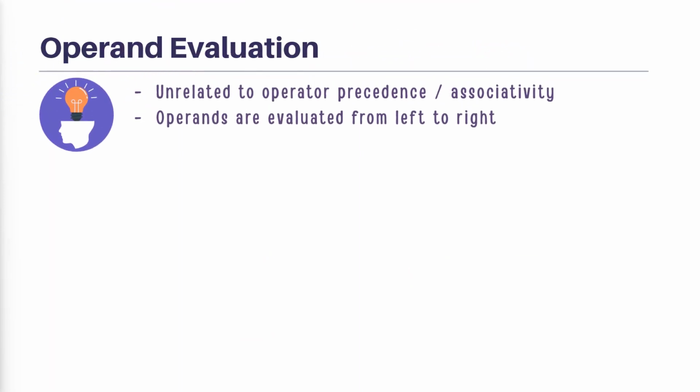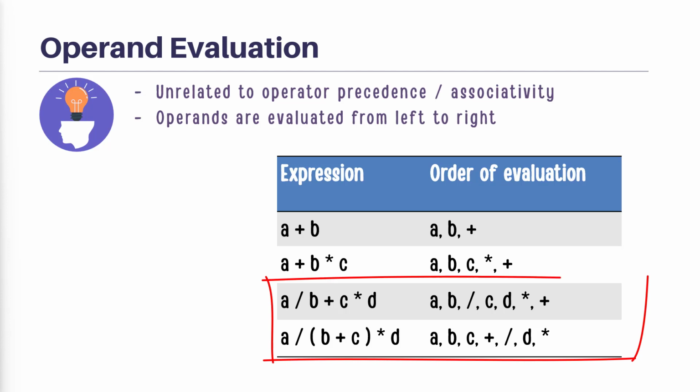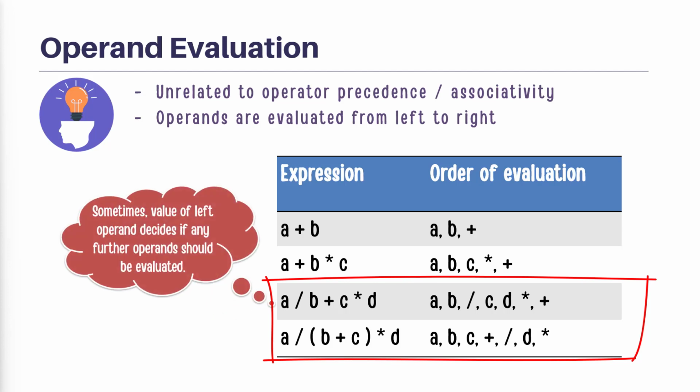Regardless of operator precedence, the operands are evaluated from left to right. This table displays some sample expressions in the left column. The right column in the table shows the order in which operands would be evaluated. As you can see, the order of evaluation is from left to right. For most of the rows, all the operands are evaluated before the operators. But in some cases, like in the third and fourth rows, some operands are evaluated and then some operators are evaluated and then again some remaining operands are evaluated. This is because sometimes the runtime dynamically decides whether to evaluate further operands or not.